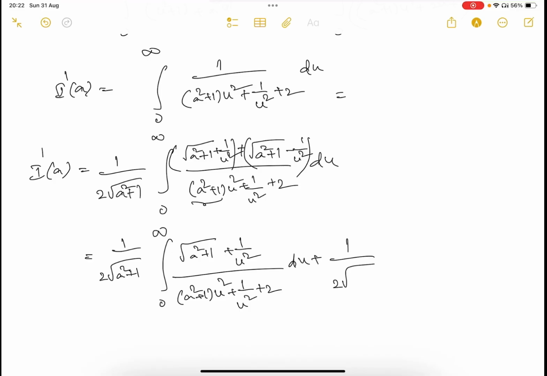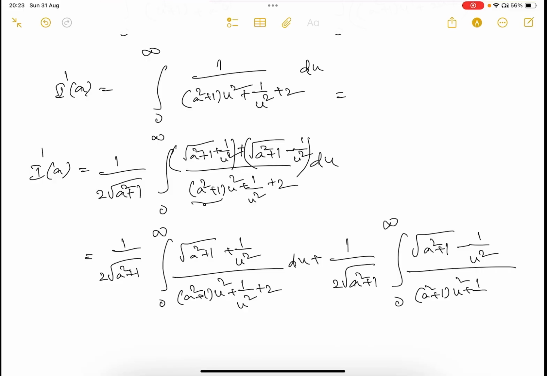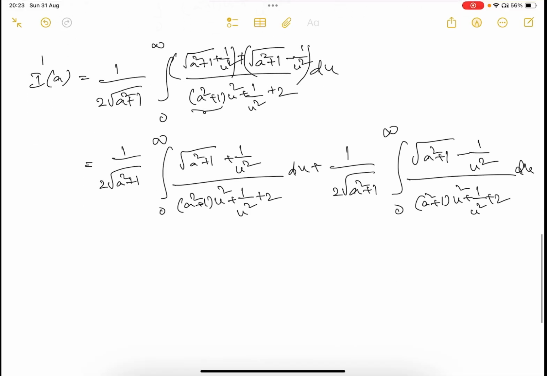by 2 into root a square plus 1, integral 0 to infinity, root of a square plus 1 minus 1 by u square, by a square plus 1 into u square plus 1 by u square plus 2, into du, right? Let this be I1 and this be I2. Fine.